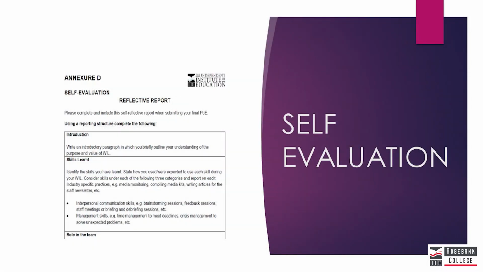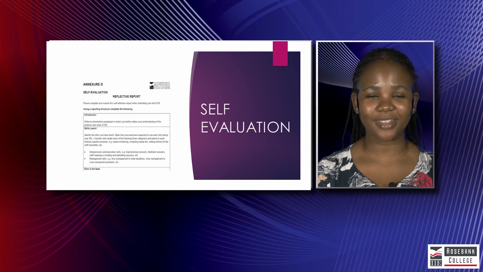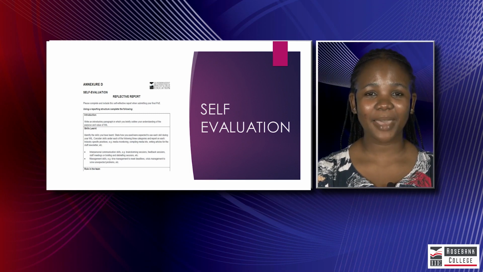Now, the self-evaluation is a little bit more complex than the peer evaluation, as students are expected to actually write a report instead of rating themselves from 0 to 3. This report should have an introduction as well as a conclusion. The body of the report consists of topics such as skills learned, role in the team, and the impact, where the student evaluates themselves in terms of what skills might have been learned from completing this project. What was their role in the team or the group? This is the section where the student explains their contributions to the group.